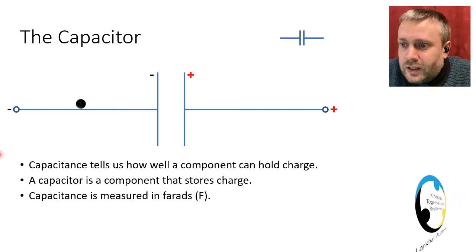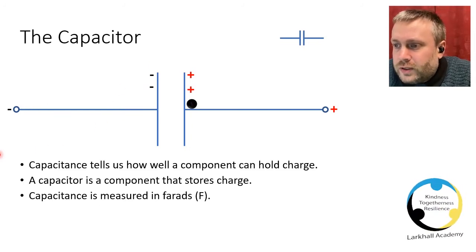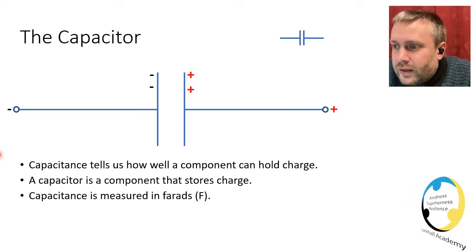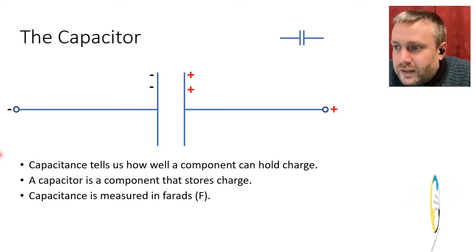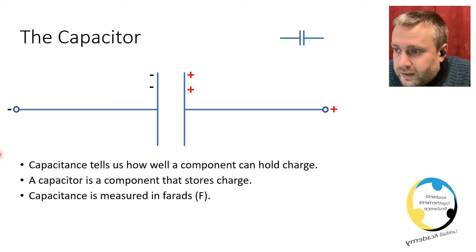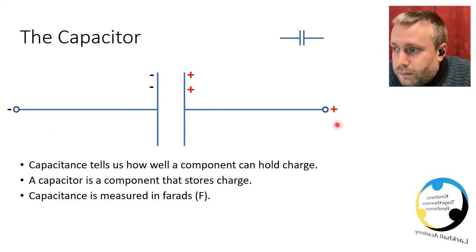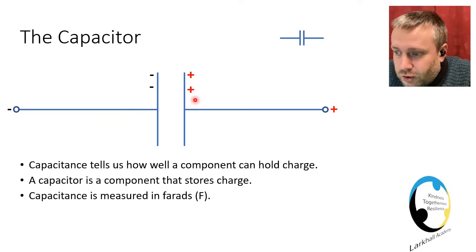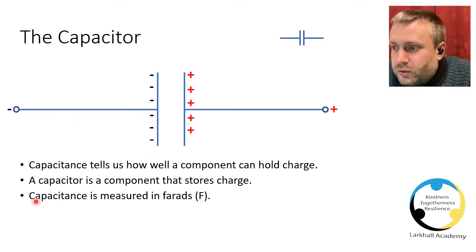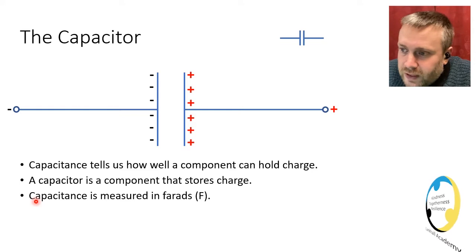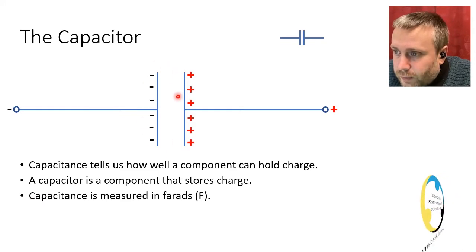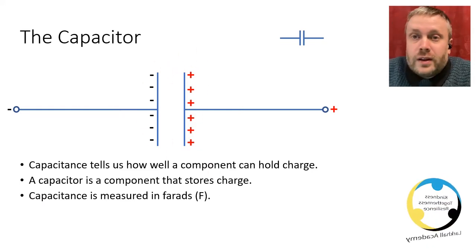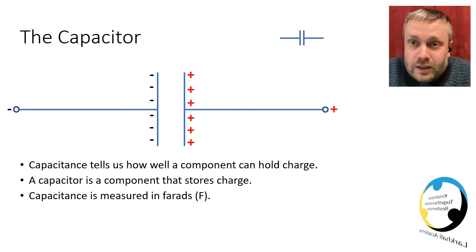Another negative electron travels in and is stored on that plate, and another electron leaves the opposite plate and travels towards the positive terminal, giving us another negative charge here and another positive charge here. And that's just going to continue. We're going to build up a negative charge on one plate and a positive charge on the other. That can be incredibly useful.